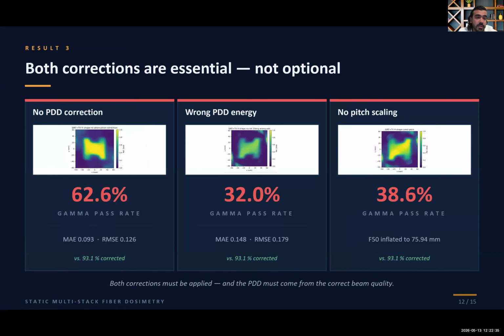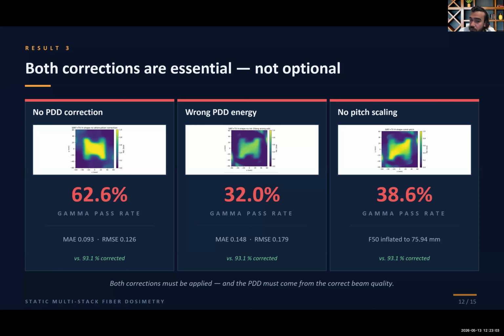Now, talking about the corrections, they are essential. On the left, the three evaluation tests are all on the same H field. First, we have no PDD correction at all. The H is still recognizable, but the background is elevated. The distribution is non-uniform and gamma collapses from 93 to 62.6%. So this is when we didn't apply any PDD correction. We just used the raw data.